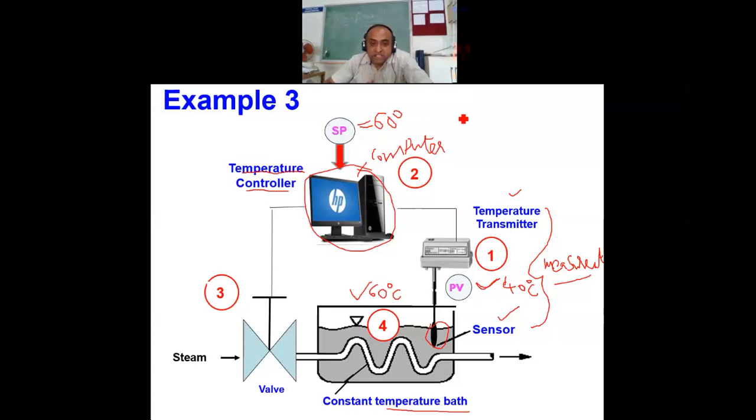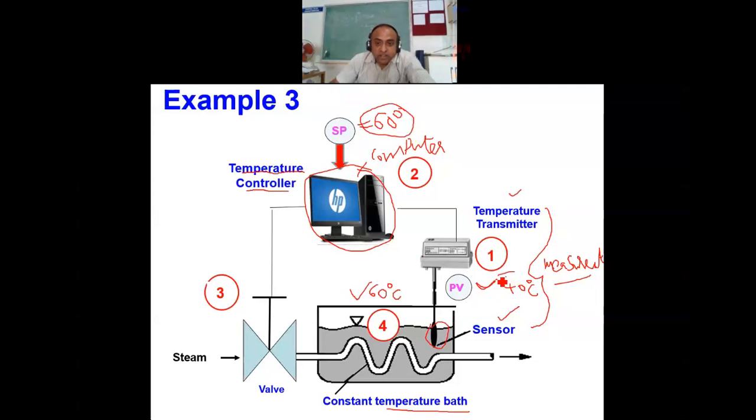As we discussed earlier, Alka's brain should know that the speed limit is 60 km per hour. That is the set point. Like this, your controller, which is a computer, also has a set point. SP stands for set point. So what is the set point? The set point is 60. This is our desired value.